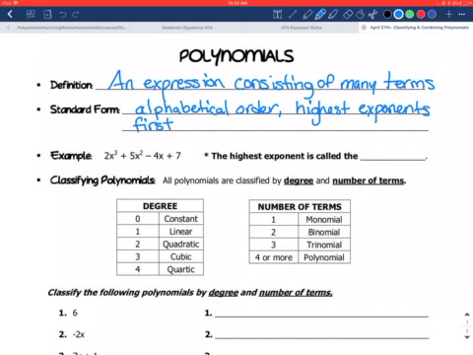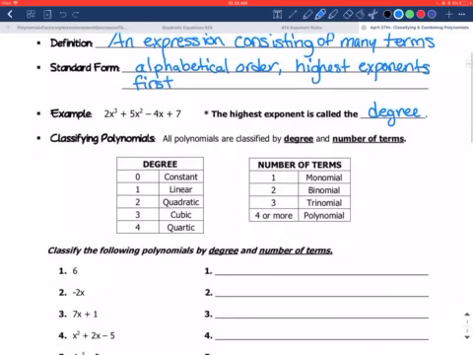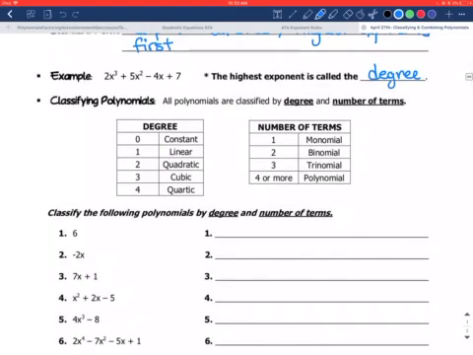And if we also had another variable, we could have like a y or something like that in here. That would be perfectly fine as well. So the highest exponent is called the degree. So in this example, our highest exponent here is a 3. We don't look at the coefficients, we look at the exponents. And that is how a polynomial is classified. They're classified by the degree and the number of terms.